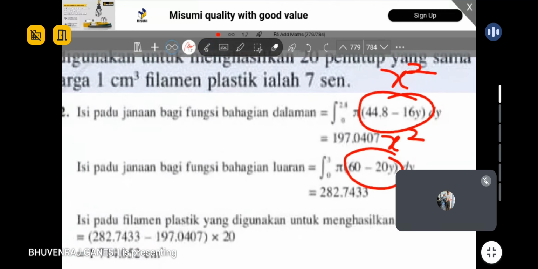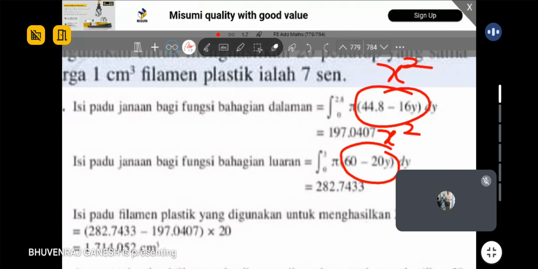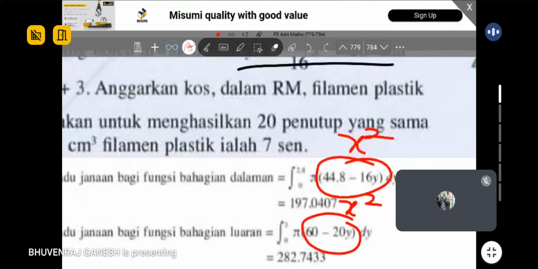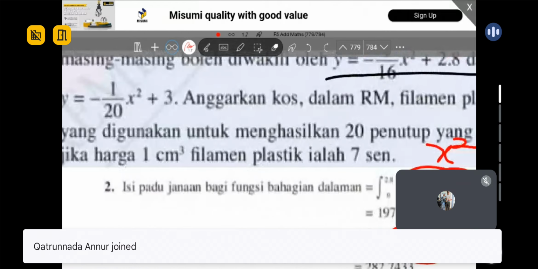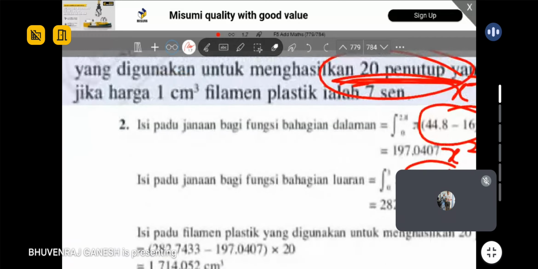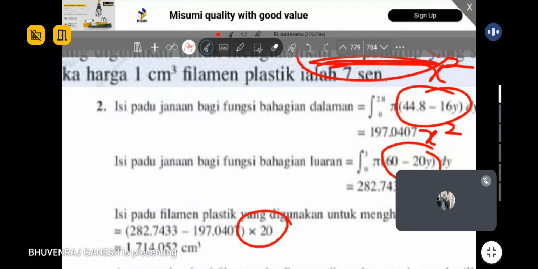Okay, so second step, you take outside minus inside to find the volume of the green color region, isi padu kawasan yang hijau. Okay, and then they say they want to produce 20 times the same type of thing. Okay, 20 kali benda sama. So that's why we times 20. So the volume in the end is this one.